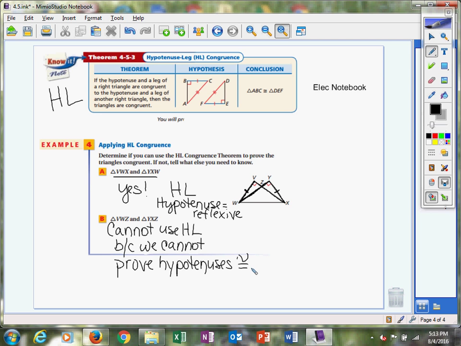So be on your toes. Sometimes that's the case. And as long as you can justify, well, what else do I need to know? Well, I need to know what the hypotenuse lengths are and to see if they're congruent, and then I can use HL. Okay?